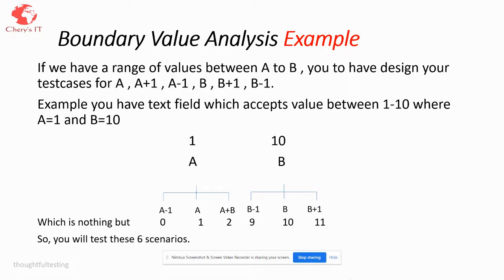Take a equal to 1 and b equal to 10. Below is how I have divided the test cases and the scenarios that will come out of this. So a minus 1 will be 0, a is 1, a plus 1 is 2, b minus 1 is 9, b is 10, b plus 1 is 11. This way you will get six scenarios, so you have to write test cases based on the six scenarios.